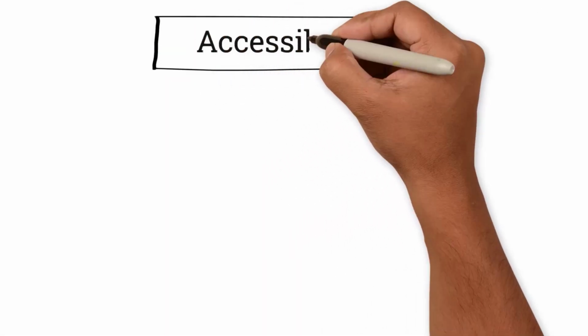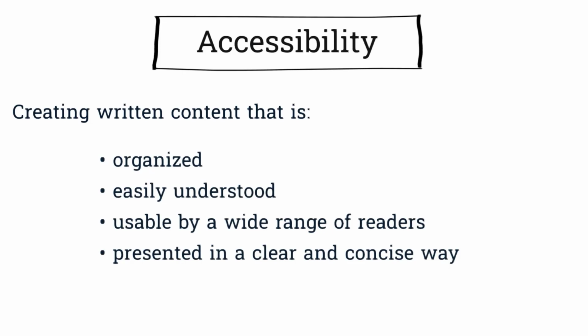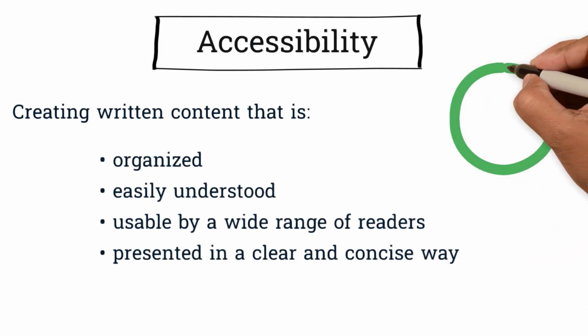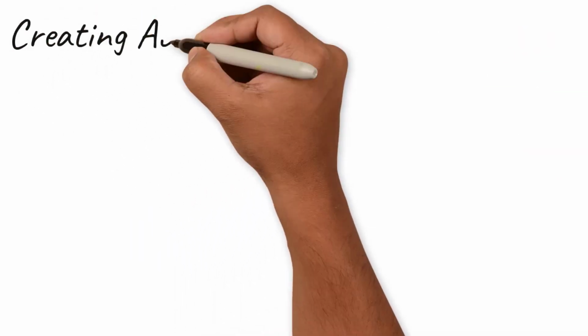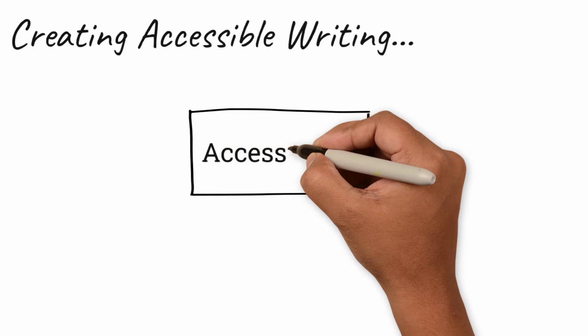In this video, we're going to go over how to increase accessibility by creating written content that is organized, easily understood, usable by a wide range of readers, and presented in a clear and concise way. Creating accessible writing is now in demand. We're going to look at accessibility through 5 different lenses.